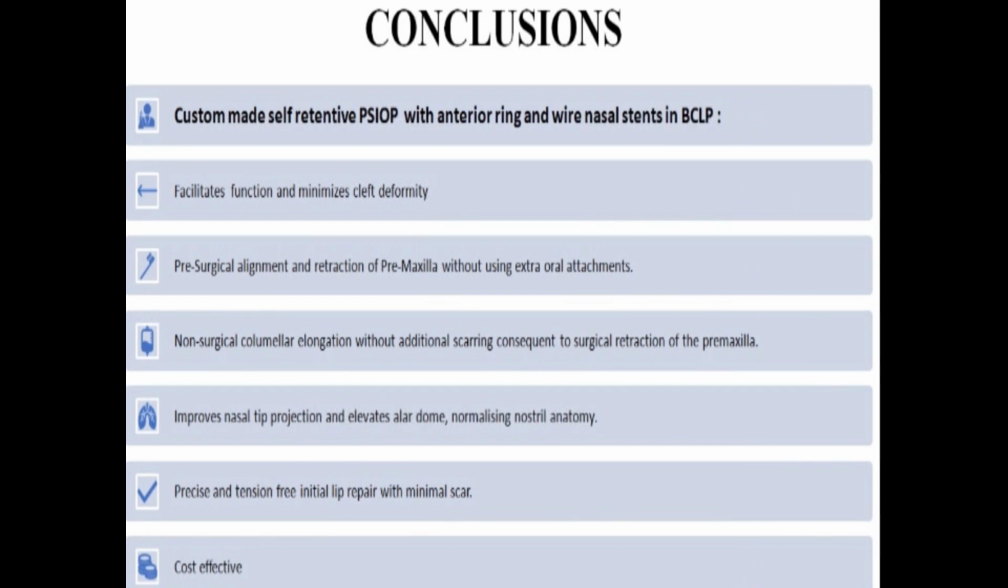Custom-made self-retentive pre-surgical infant orthopedic plate with anterior ring and wire nasal stents in bilateral cleft of the lip and palate infants facilitates function, accomplishes retraction and alignment of the premaxilla without using extra oral attachments, induces non-surgical columellar elongation without additional scarring consequent to surgical retraction of premaxilla, improves nasal tip projection and elevates alar dome, normalizing nostril anatomy, provides precise and tension-free initial lip repair with minimal scar, and the appliance is cost-effective.